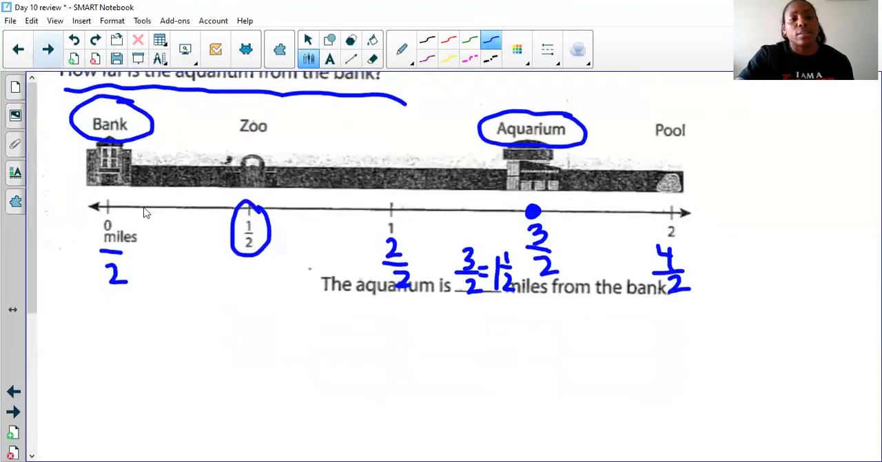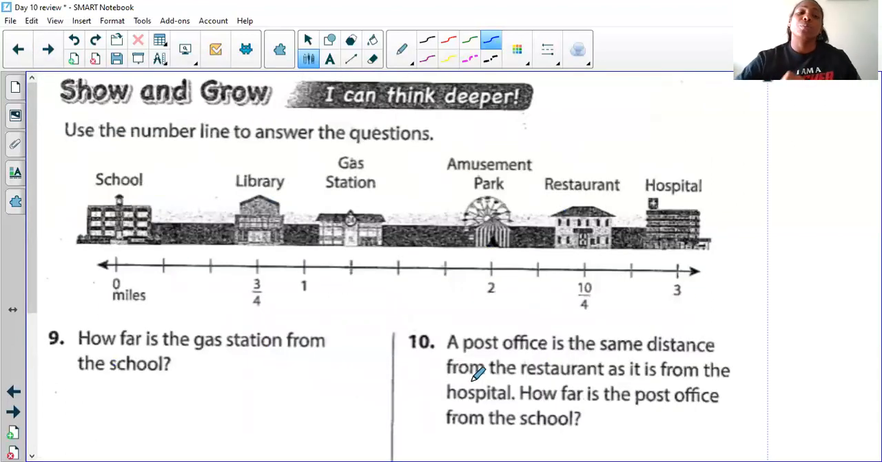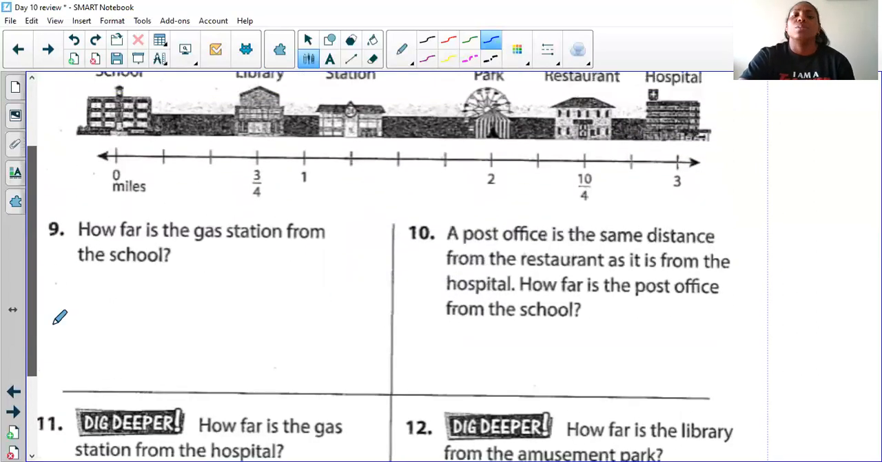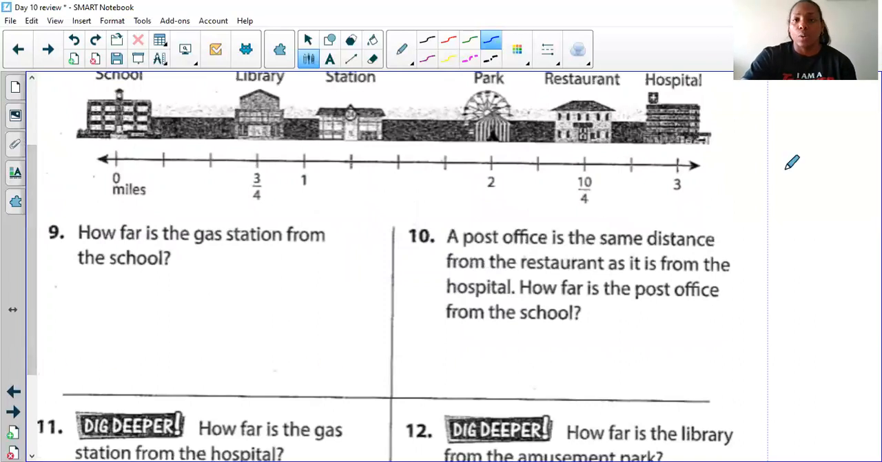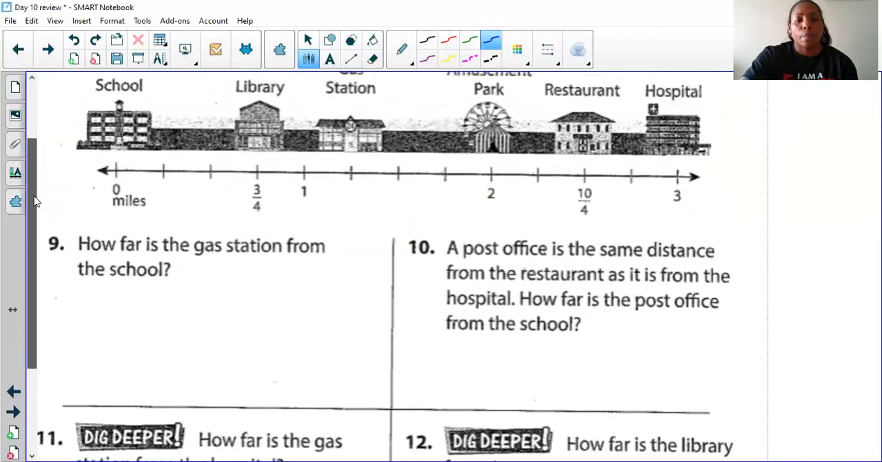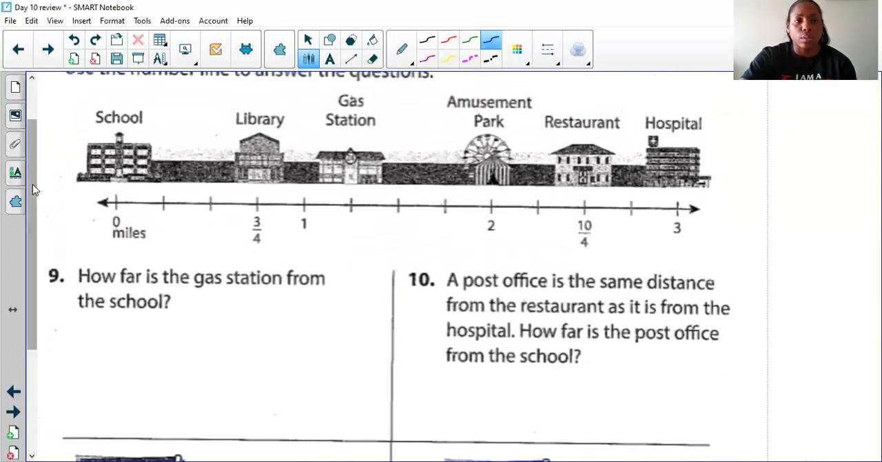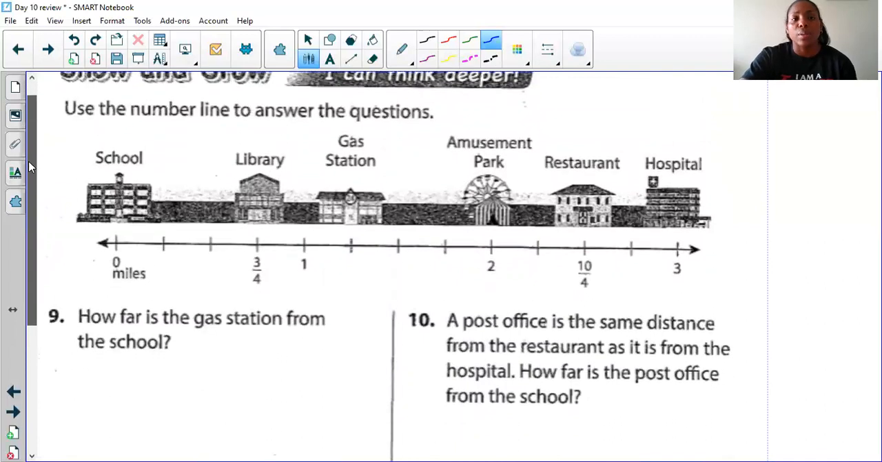All right. Now I'm going to help you think a little deeper, what they're calling Show and Grow. Use the number line to answer the questions. So I'm not going to help you with all of them, but I do want to help you with a couple just so you can see how it works. I'm going to move this over here just a little bit so we can see everything. So if we take a close look, it says use the number line to answer the questions.